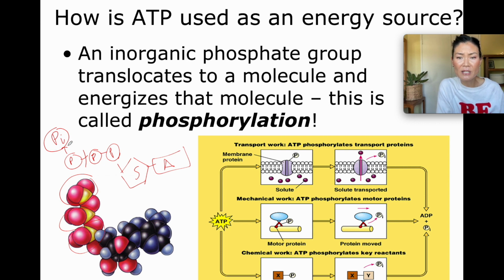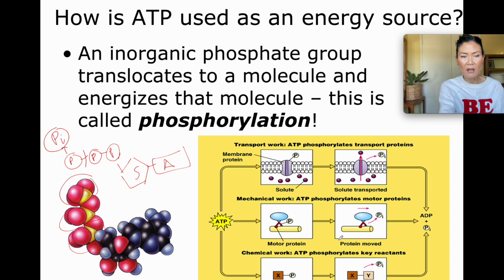And when this inorganic phosphate attaches to another molecule, it energizes that molecule. Like in this example, the phosphate group is attached to this transport protein. It's going to transport molecules, maybe in active transport. Or this phosphate group is attached to this motor protein, and the motor protein is going to move the organelle through the cell. Or in this case, this inorganic phosphate is going to be part of a reactant that's going to become a product.